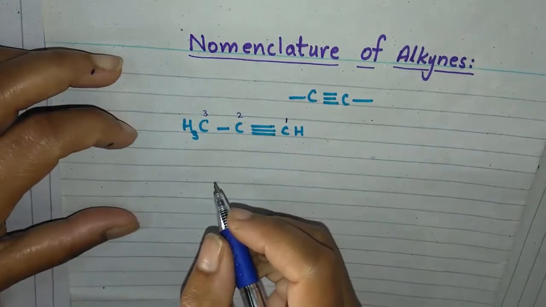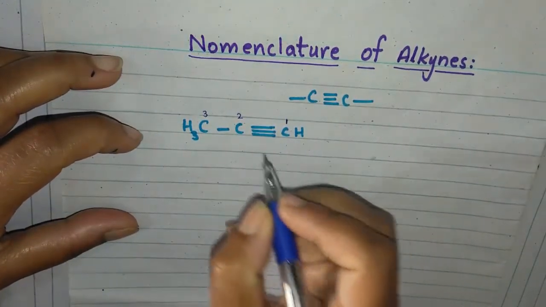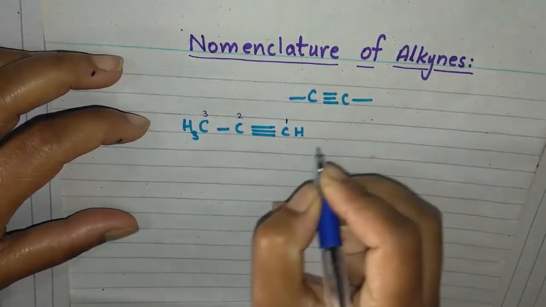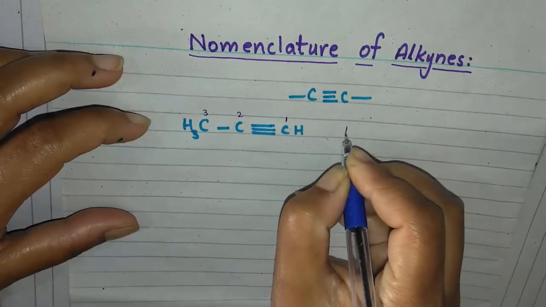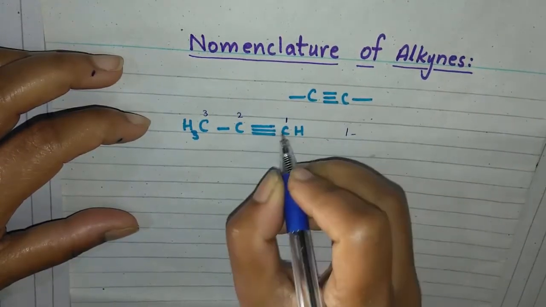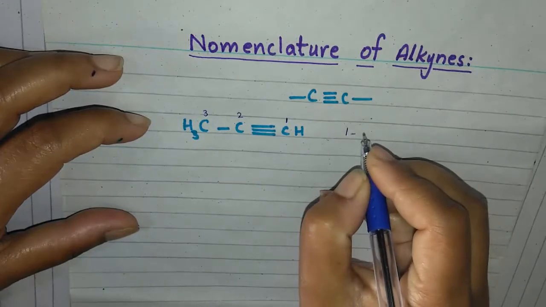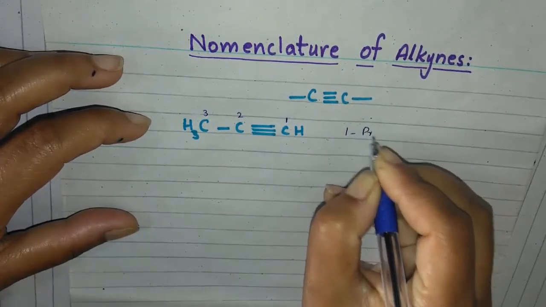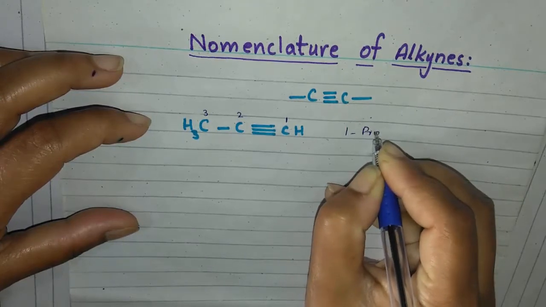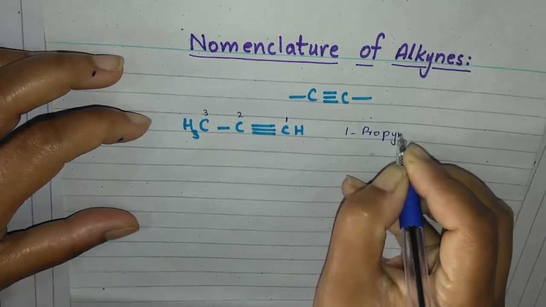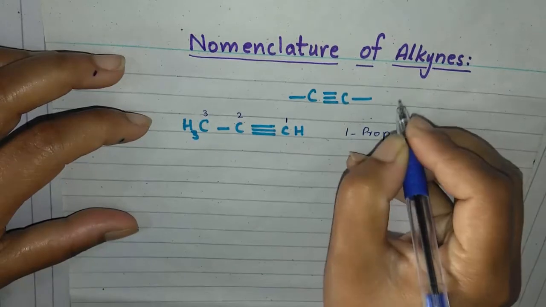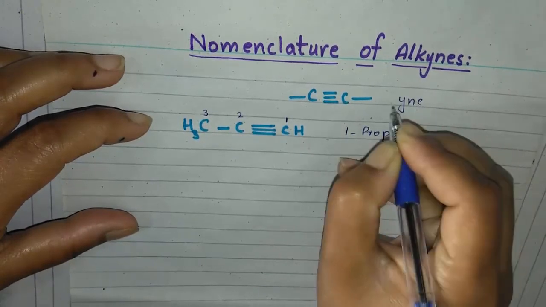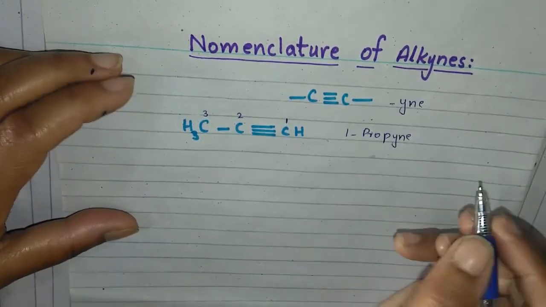Now if we write the name of this compound, first we have to write the number of the triple bond, and that is 1. Three carbons are present, so it means prop. It is propyne because it is a triple bond containing compound. Propyne. Y and E at the end of the compound indicates the presence of a triple bond.